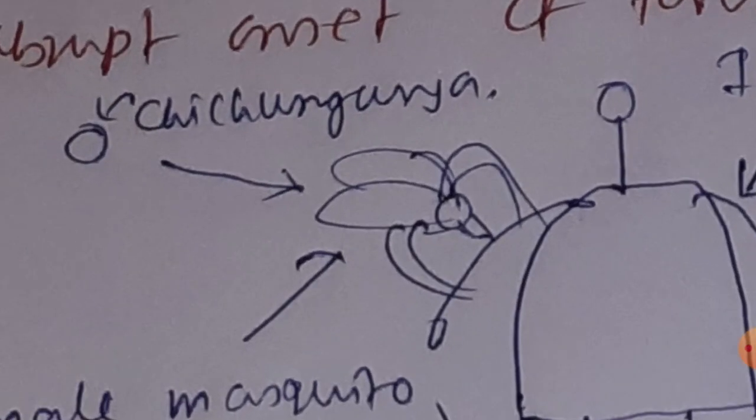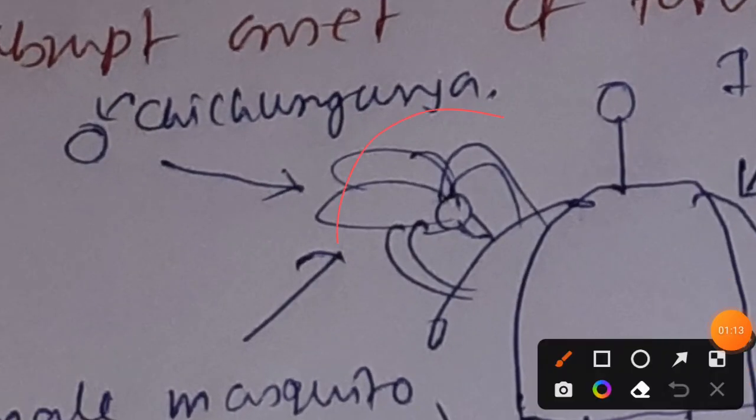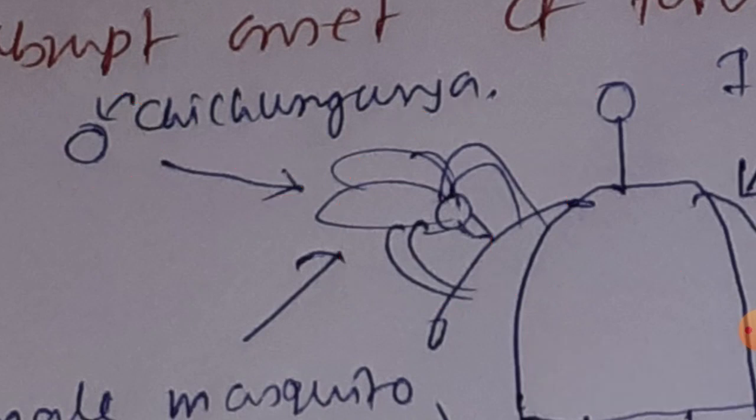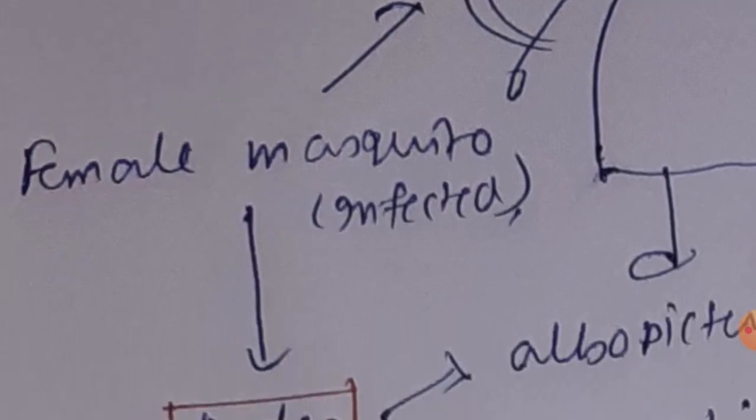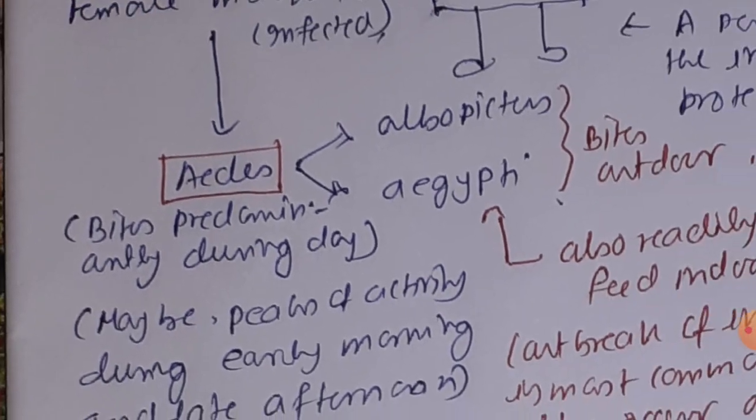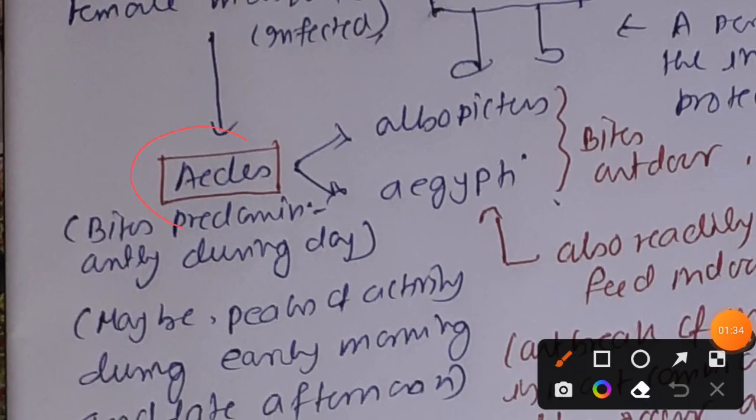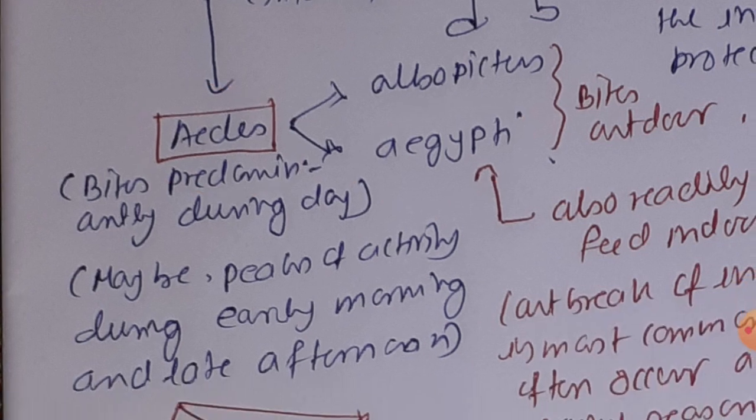The mosquito infected by the chikungunya virus can transmit chikungunya to the human. Again, the mosquito will be female, because only the female mosquito needs blood meals for egg maturation. So the female mosquito, mainly Aedes albopictus or Aedes aegypti, is the one that transmits the infection.